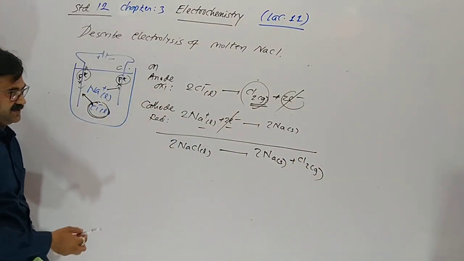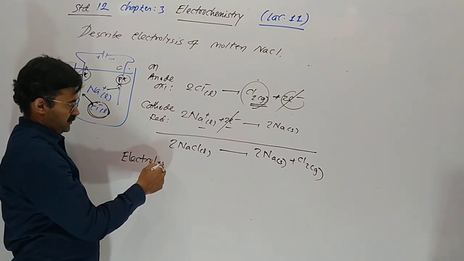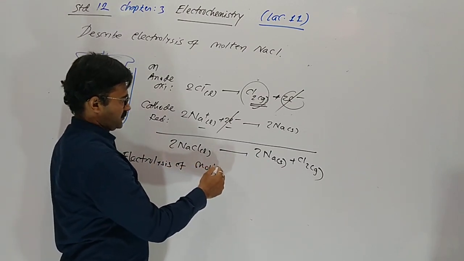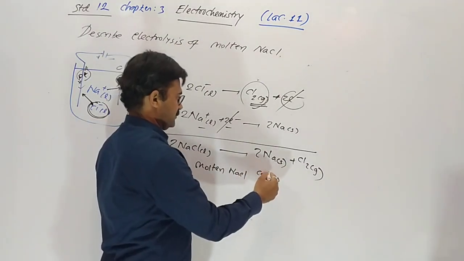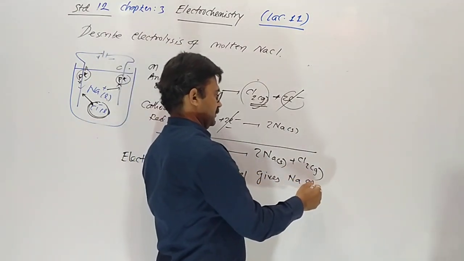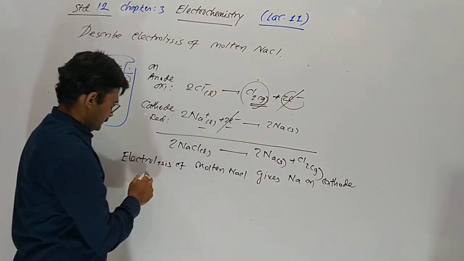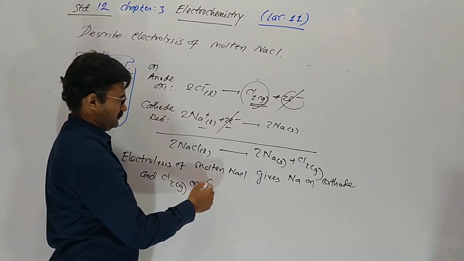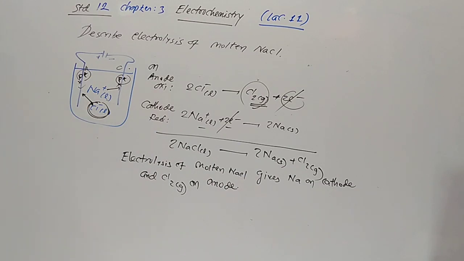This is electrolysis. So electrolysis of molten NaCl gives sodium on the cathode and chlorine gas on the anode. Understood?